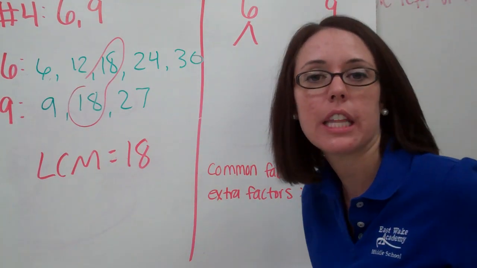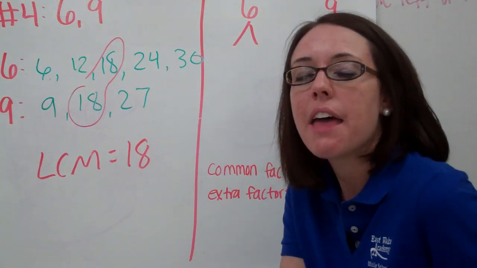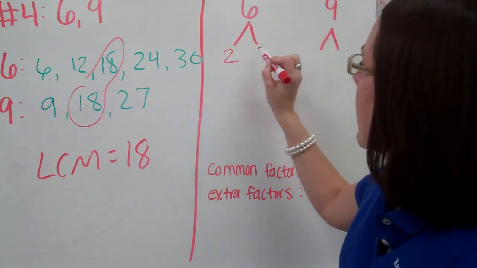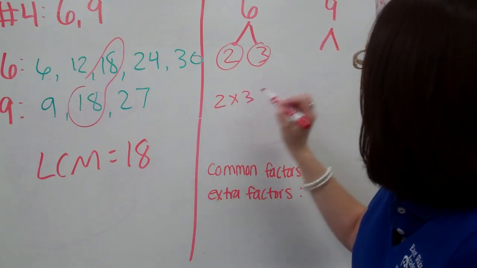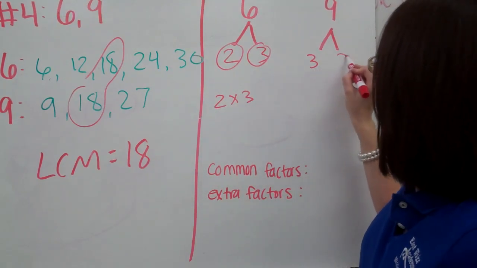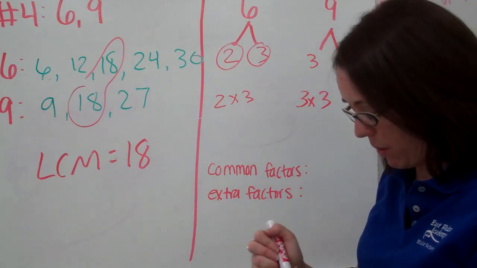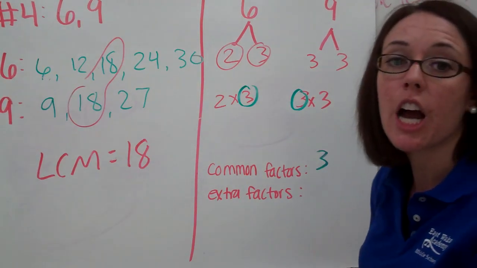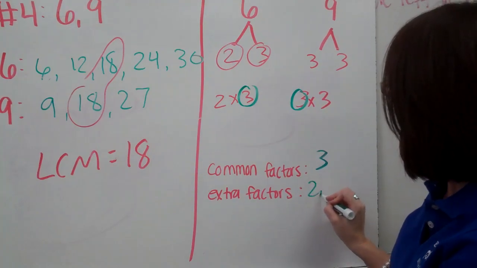Let's check ourselves using the other method. We're going to find the prime factorization of the numbers and then multiply the common factors and extra factors. For 6, our factors are 2 and 3. Both prime, 2 times 3. For 9, 3 times 3. All right, let's look at what common factors we have. Well, they both have a 3 in common, so 3 is a common factor. What are our extra factors? We have a 2 and a 3.